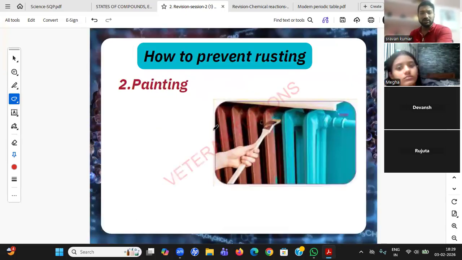Okay, students? So the second technique is painting. What does painting do? Whatever iron is inside, it is separating the oxygen and water from the iron. So the surface is barriered. This painting develops a barrier between oxygen, moisture, and iron, so iron does not get direct contact with oxygen and moisture. But again, it is temporary. After some days, this paint will be lost and the rusting will happen again. You need to repaint frequently to avoid rusting. Okay, painting is another technique.